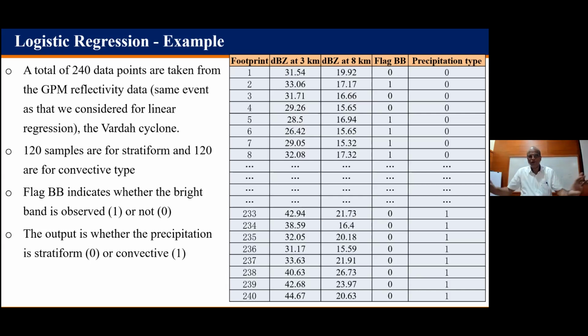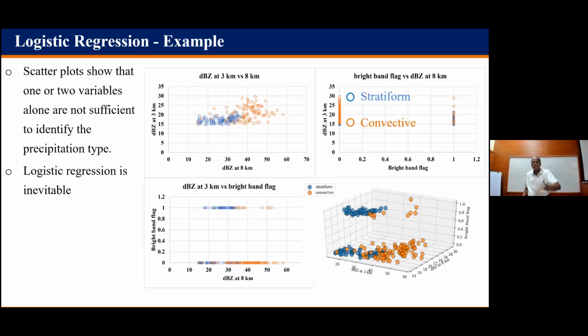So look at the 240 data points: column 2 is reflectivity at 3 km, column 3 is reflectivity at 8 km, column 4 is the bright band, and column 5 is the GPM classification as 0 and 1. 0 is stratiform and 1 is convective. Now we are going to machine learn this using logistic regression. The scatter plots show that, ideally, orange, which is convective, and blue, which is stratiform, should be separate. There should not be a mixing of orange and blue. It should be very clear.